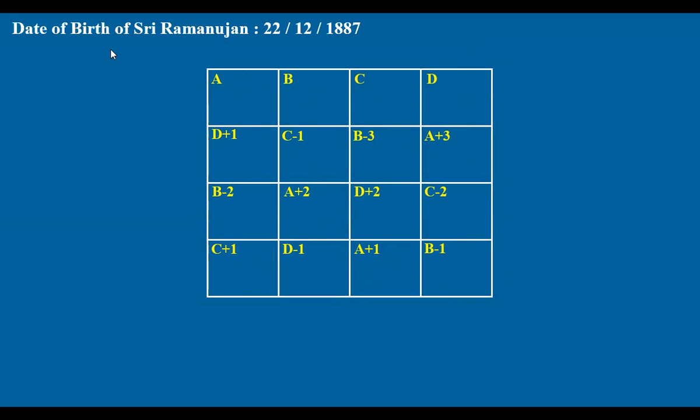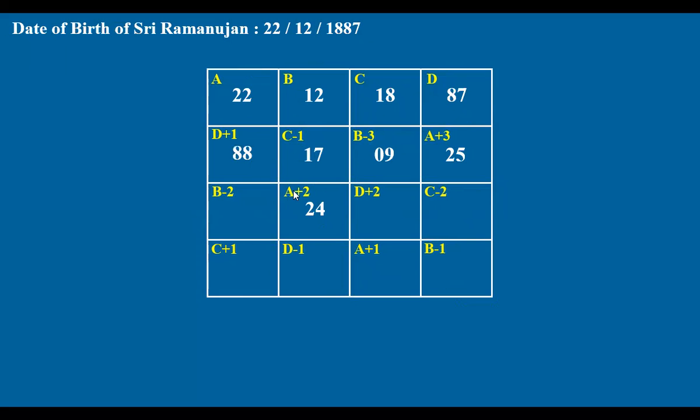Now I am going to take up the date of birth of Srinivasa Ramanujan, 22nd December 1887. So I fill this 22nd day here, month, and 18 in the year, 18 and 87 here. We follow the same values here and fill these cells, right? A plus 3, A is 22, plus 3, 25, right? B minus 3, 9, C minus 1, C is 18, minus 1, 17, D 87, D plus 1, 88.